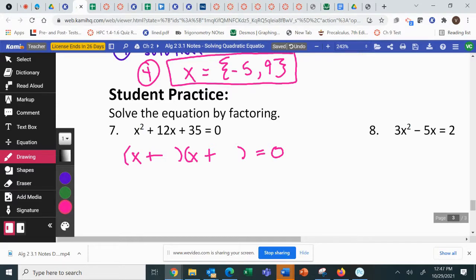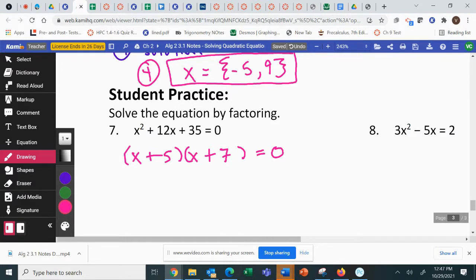Celia, did you get it? Nathan, did you get it? What'd you get? X plus 5, x plus 7. Okay, he had x plus 5, x plus 7. Would it matter if he had x plus 7, x plus 5? No, those are the same answer. And what are we going to do now?